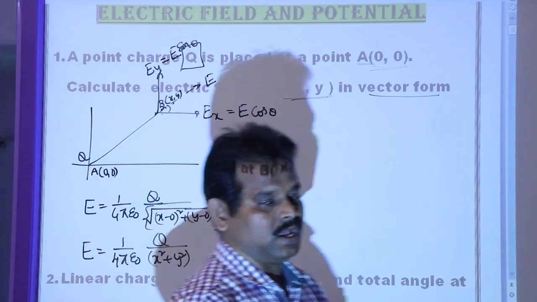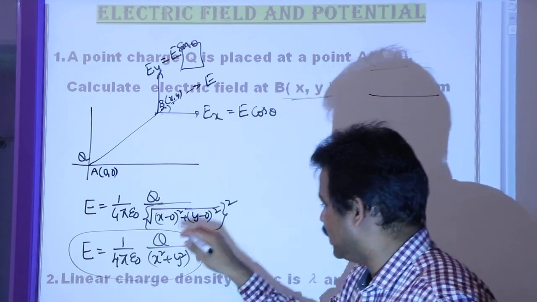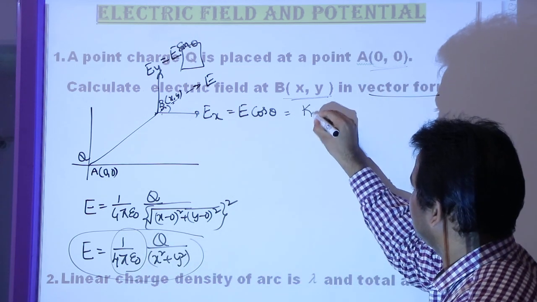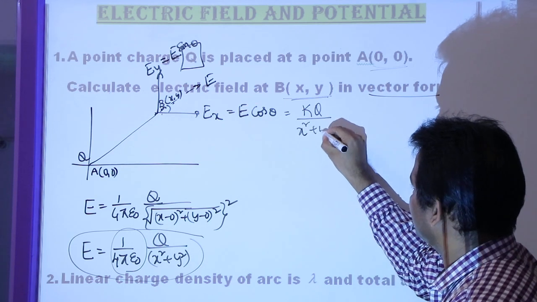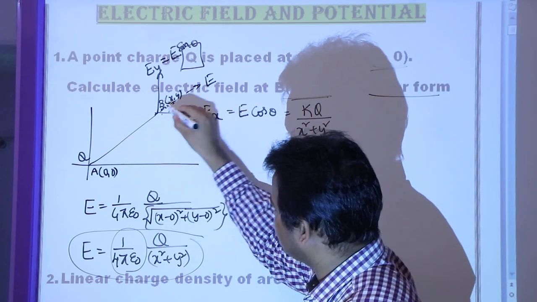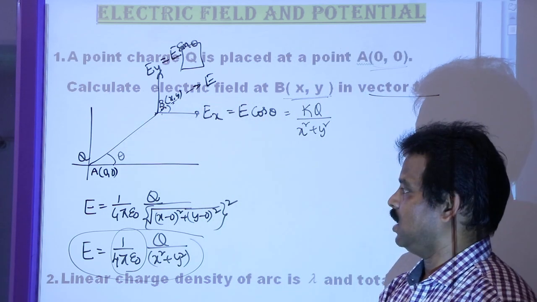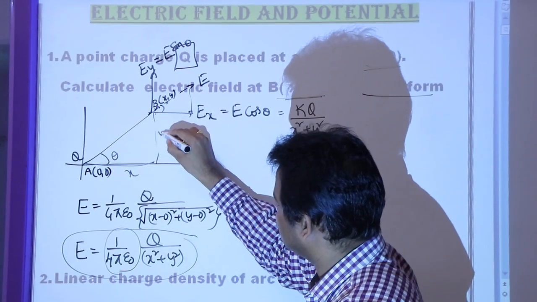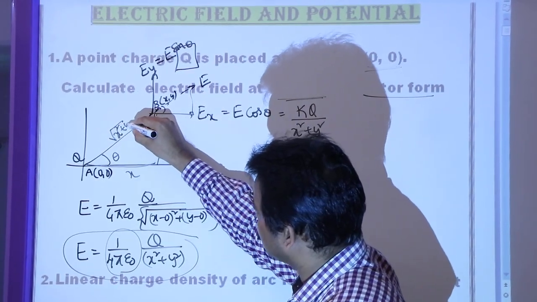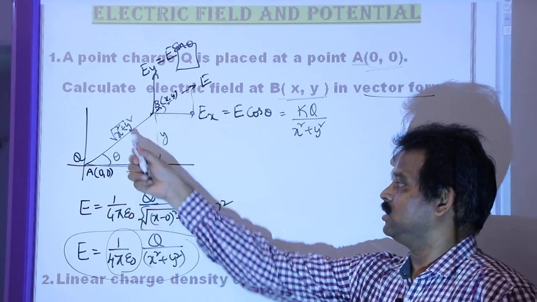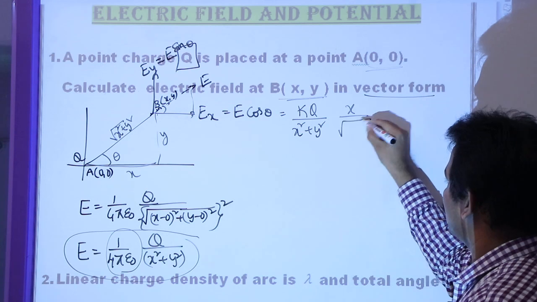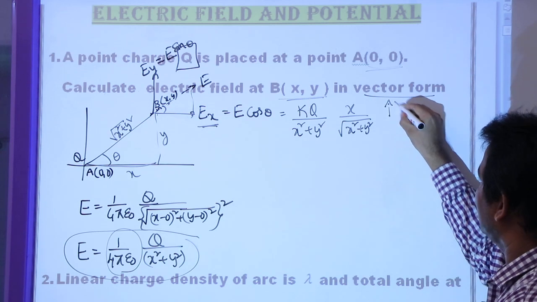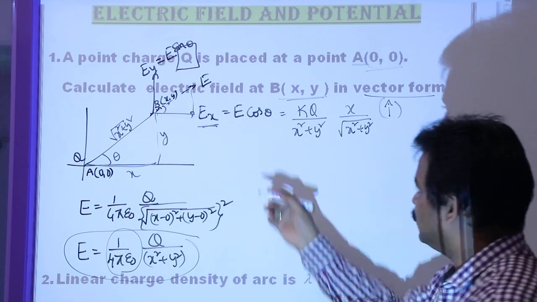So to find out this one, what is E cos theta? We know the magnitude of E is this one. So E cos theta is given by, let me take this as k, k q by x square plus y square, and theta is the angle made by this unit vector with x-axis. So in this problem, what is cos theta? You can take this. So this is x, this is y, and this will be root over x square plus y square. So cos theta is given by x by root over x square plus y square. But what is the direction of Ex here? This is along x-axis. So let me keep it as i cap.